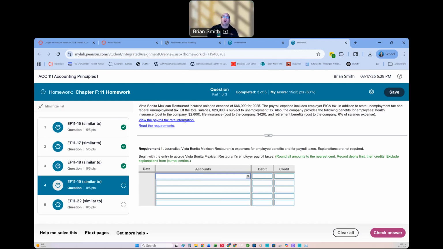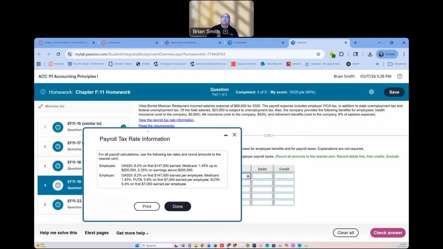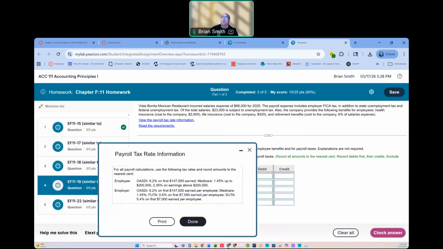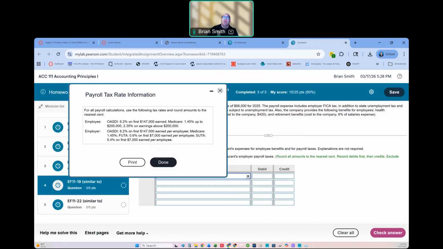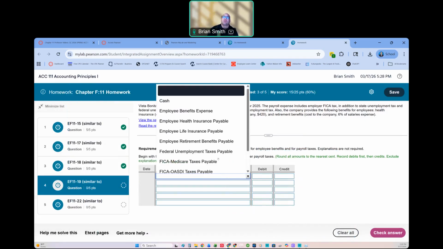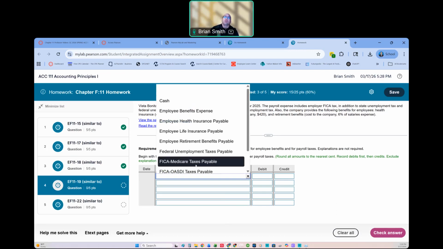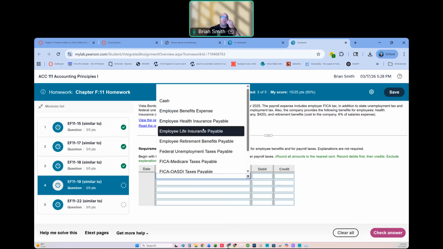All right. So let's just look at this. Journalize Vista Bonita Mexican restaurants expenses for employee benefits and for payroll tax. I guess we should look at this before I just jump into it. 23,000 is subject to the unemployment tax, following benefits: health insurance, life insurance, and retirement. Begin with the entry to record employer payroll tax. Okay, that's what I was looking for. So we're just focusing right now on the employer payroll tax.